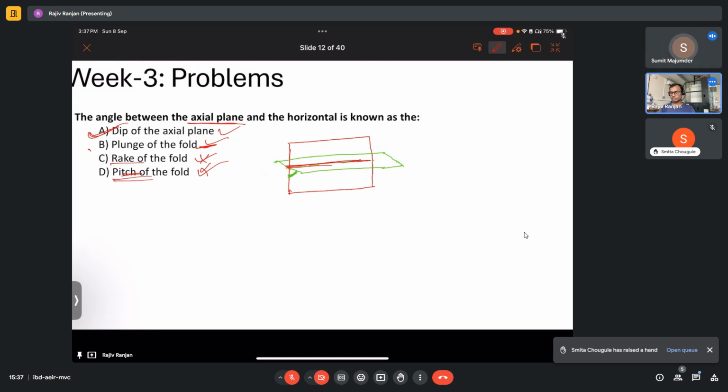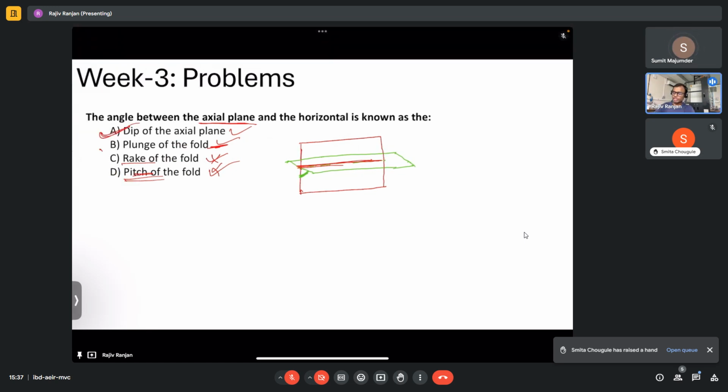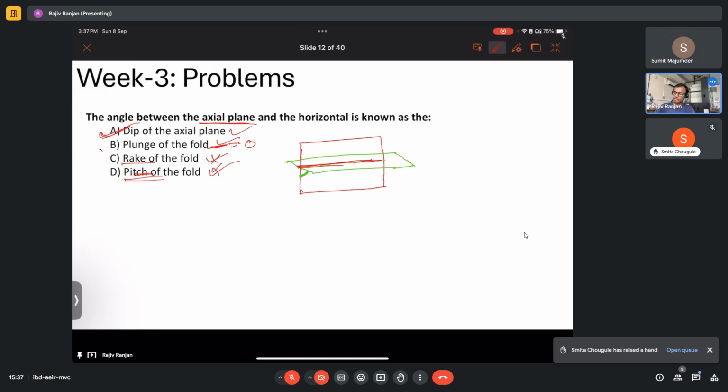Plunge of the fold. In my opinion, plunge of the fold is the angle just opposite. See here the plunge of the fold is 0. If this is the fold, then the plunge amount will be 0, right? I hope you get it.